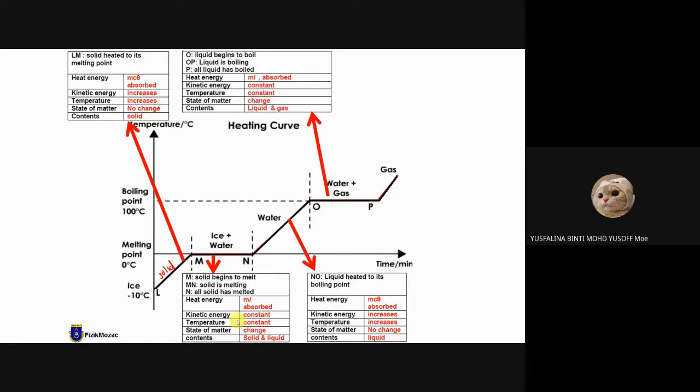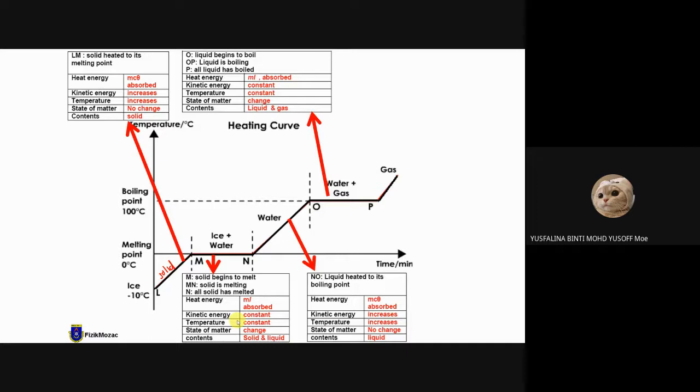Okay, for the water and gas, you can see there is a change of phase here and also the temperature is not increased. So this one should be the specific latent heat of vaporization, right? So for this one, Q is equal to ml, and the kinetic energy is constant and also the temperature is constant. And the state of matter is changed because it changed from water to gas, and the content is liquid and gas.